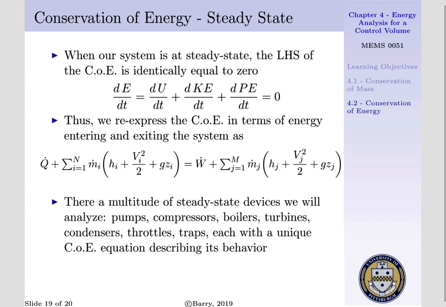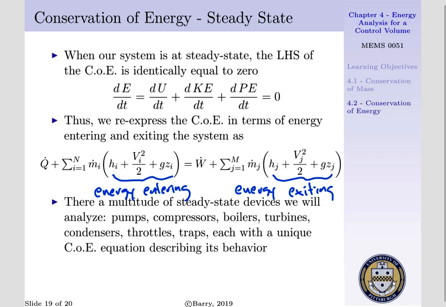On our left-hand side, we have Q dot, which is heat supplied to our system, plus the sum from i equals 1 to n of m dot i with our respective energy terms. Our left-hand side represents our energy entering. On our right-hand side, we have energy exiting our system, i.e. work done by our system, plus a sum from j equals 1 to m of m dot j of our respective energy terms. And we can solve for our respective terms of interest.